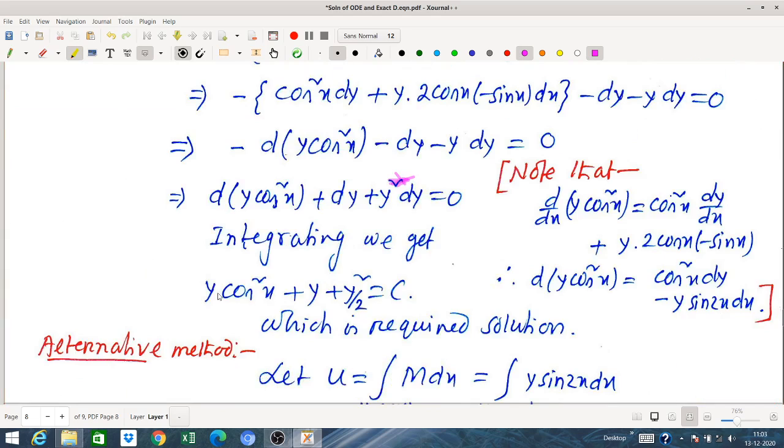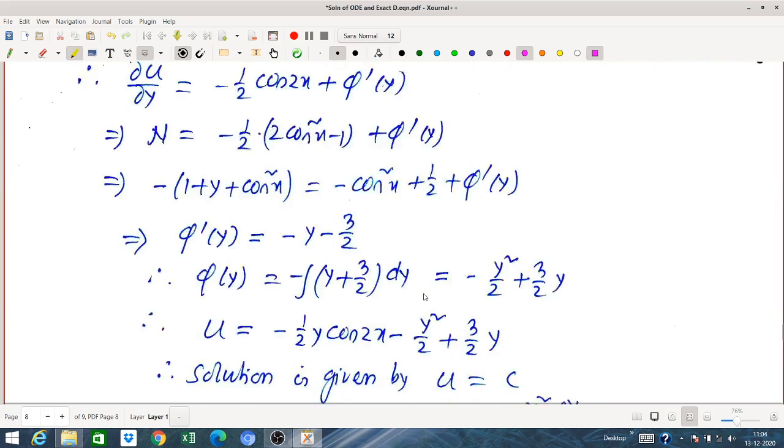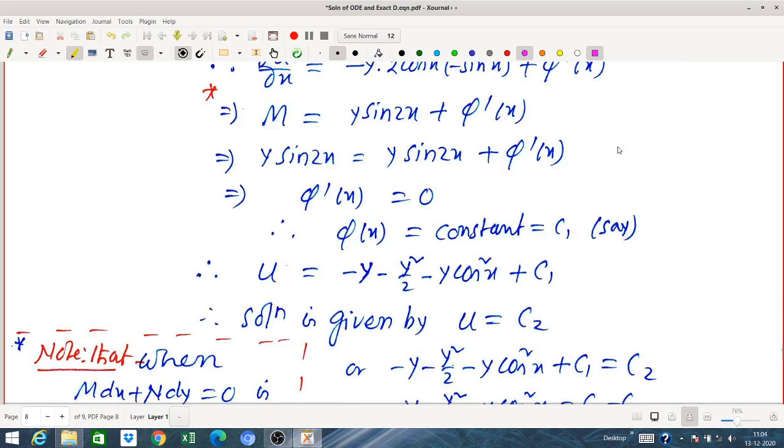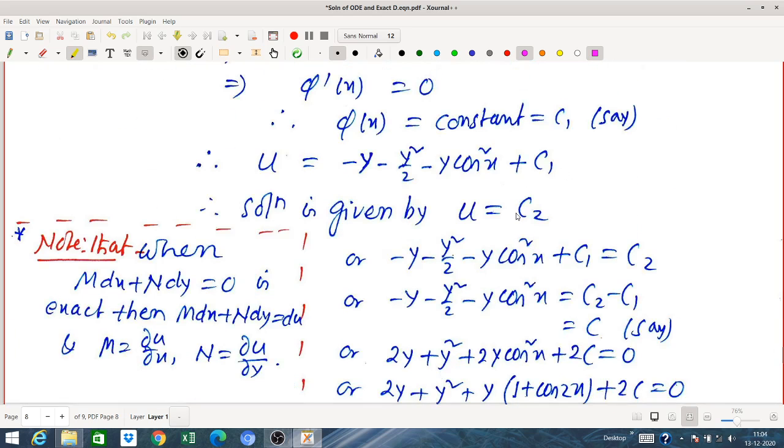Or you can multiply it by 2, 2y cos square x. 2 cos square x is 1 plus cos 2x, so y cos 2x, and this y will make it 2y if you cross it. And there is 2 cos square x, that will be 1 plus cos 2x, meaning y, 2y, 3y will be coming, y square will be there, and y cos 2x plus c. This answer we shall get. Okay, so the same problem we have done in 3 different ways.